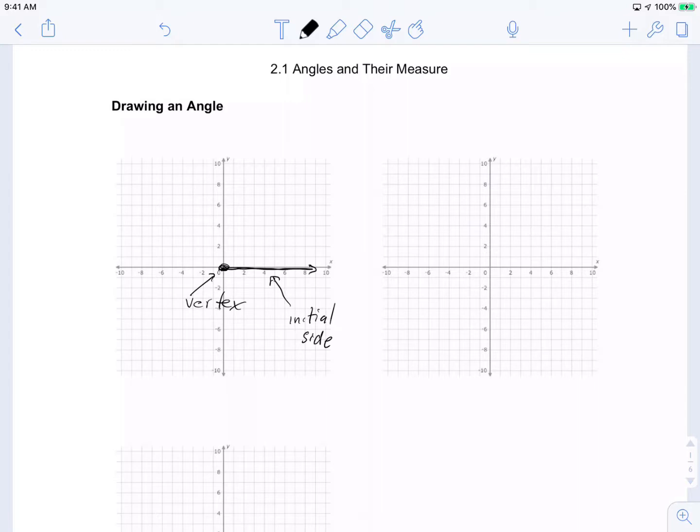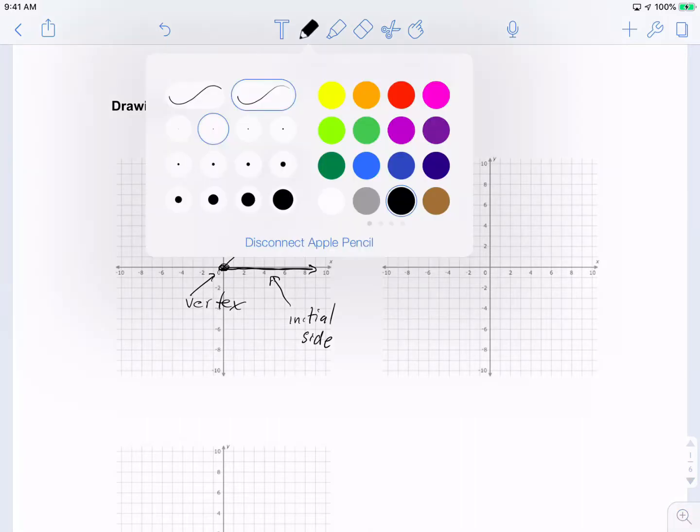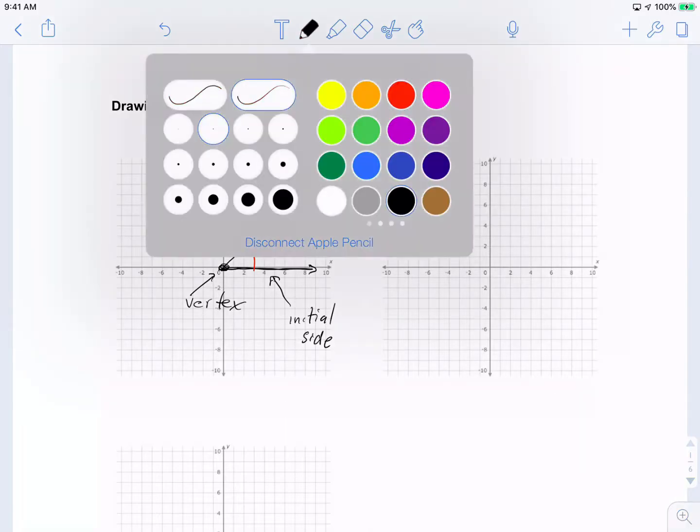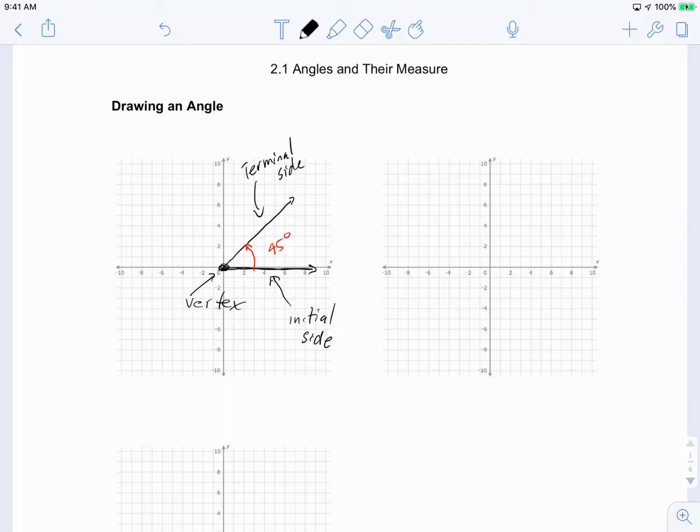and then we produce our other ray. This here is called the terminal side, and the angle that's produced is always going to go counterclockwise. And this angle here is 45 degrees. We could use a compass to measure it, but I know it's 45 degrees because that terminal side ray is y equals x, which is along the 45 degree side. So this angle would have been 45 degrees.